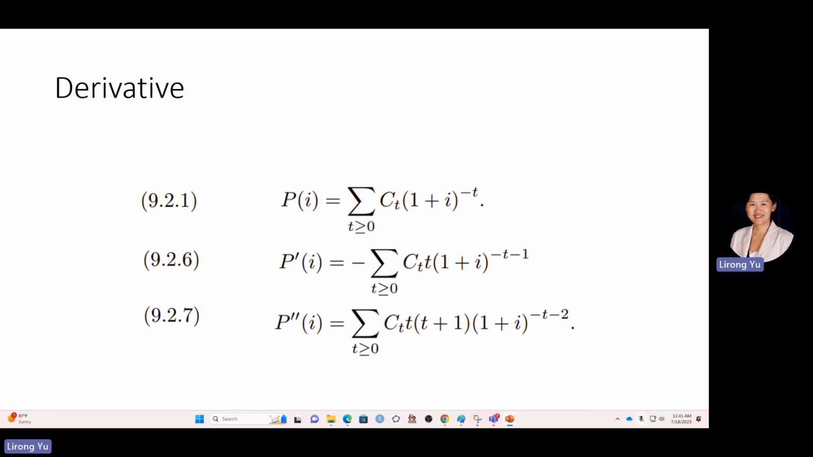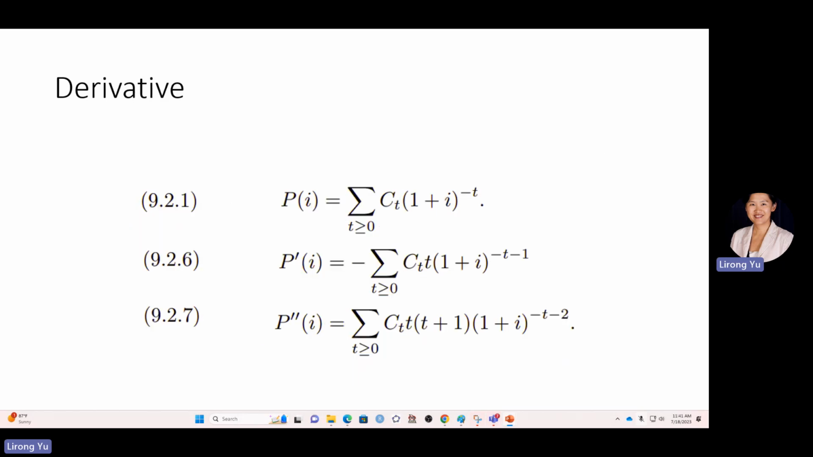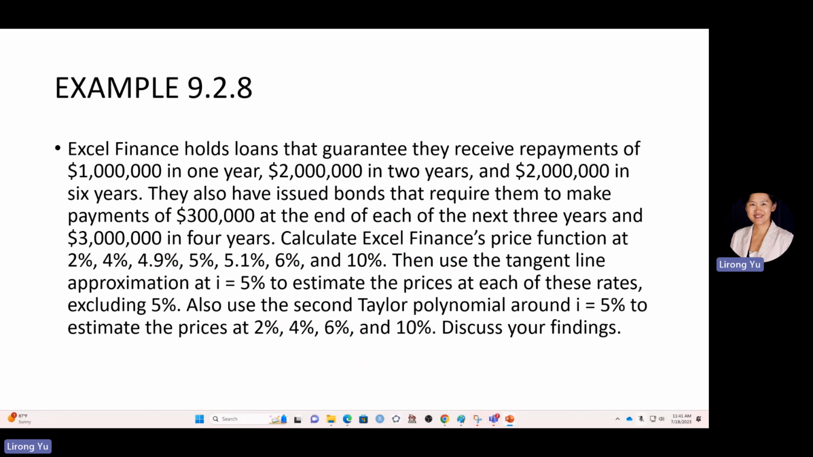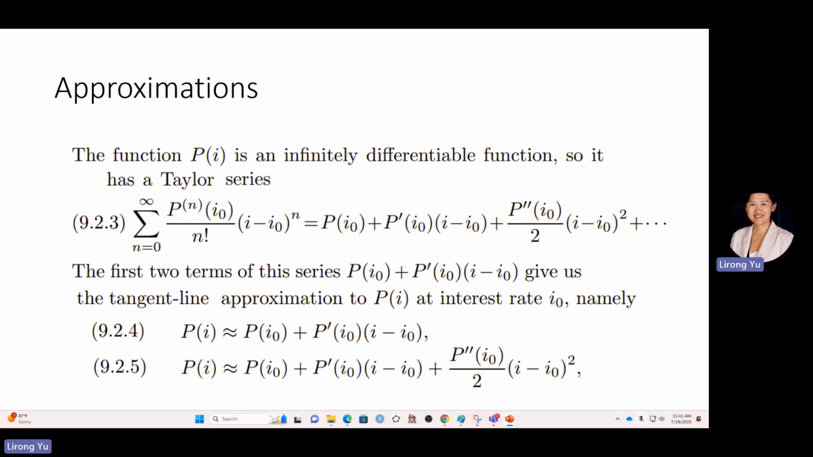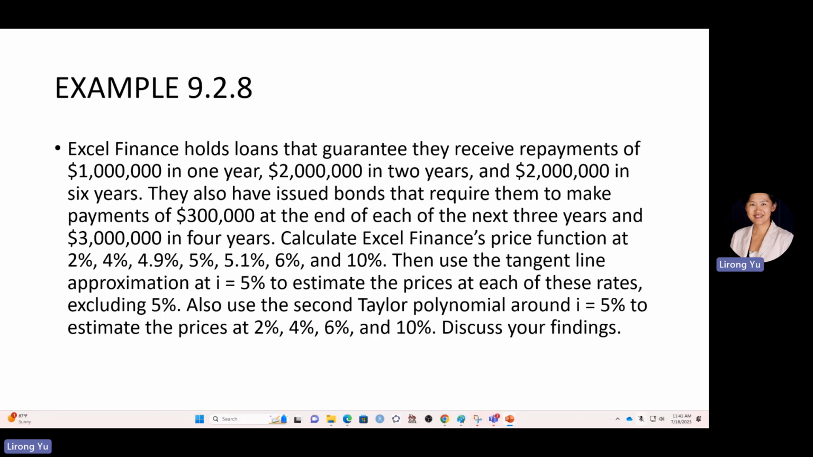Now, why are we talking about it? Part of it is that we have P and P prime in 9.2.4 and 9.2.5. So maybe we wish to have a value of the first derivative or the second derivative. So this is a little review of the calculus concepts and how they relate to what we're talking about right now. And we'll come back to this once we look at a couple of examples.